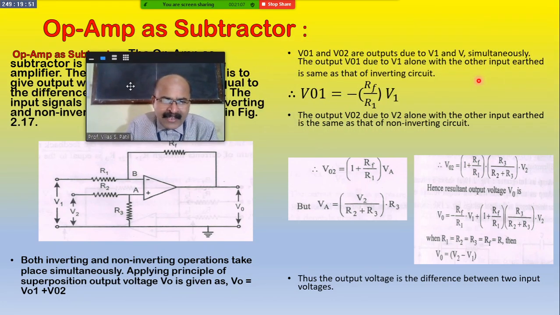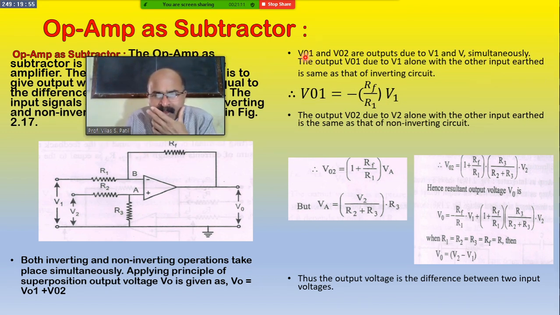This will be explained by the superposition theorem, where V01 and V02 are the outputs due to V1 and V2. V01 is the output due to V1 alone when V2 is earthed, and V02 is the output when V1 is earthed. If only V1 is present and V2 is grounded, that point is connected here, it will be grounded. I am just showing how we ground: it will be connected here, and this is the ground.